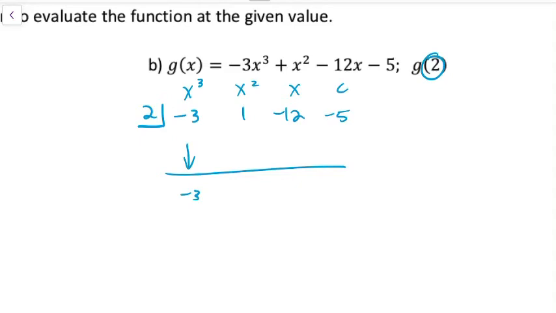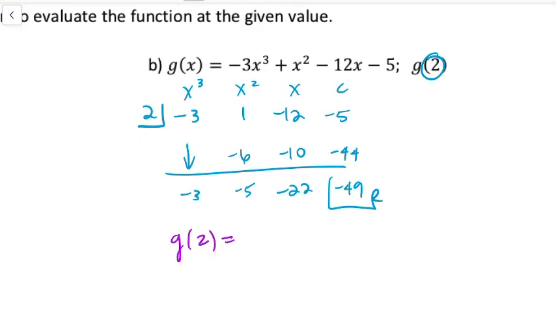Bring down negative 3. 2 times negative 3 is negative 6. 1 minus 6 is negative 5. 2 times negative 5 is negative 10. Negative 12 minus 10 is negative 22. 2 times negative 22 is negative 44. Negative 5 minus 44 is negative 49, which is our remainder, or in this case, it's what we get when we plug 2 into g of x.